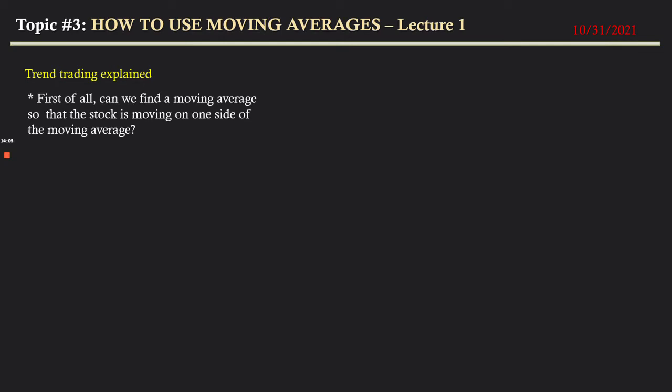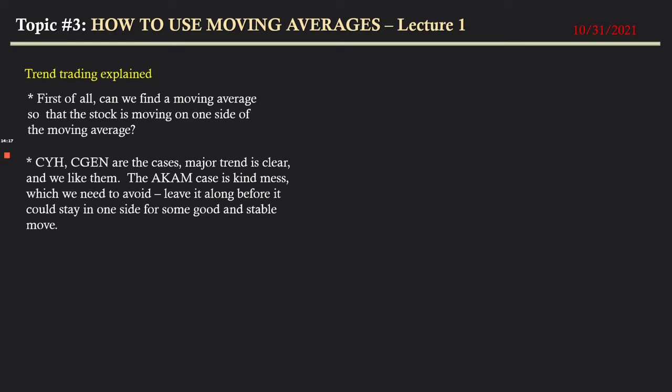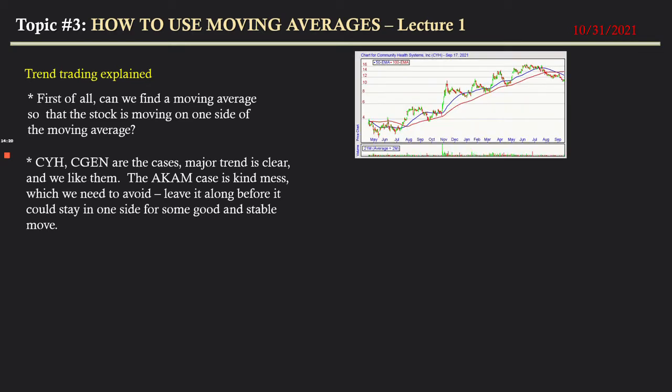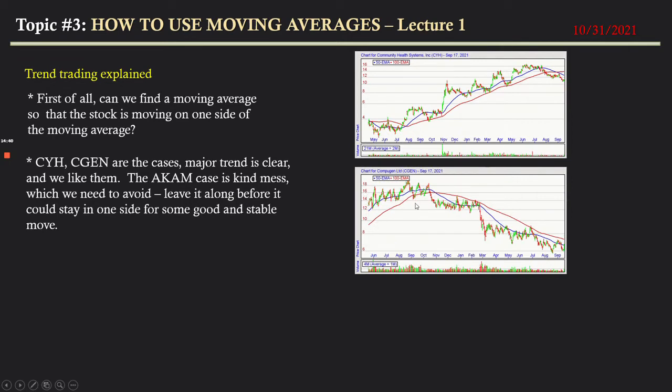First of all, for trend trading, can we find a moving average so that the stock is moving on one side of it? Let's look at some examples. This is CYH. The chart is most of the time on one side of the 100 EMA. And if you look at the next chart, CGEN, the chart is also on one side of this 100 EMA.